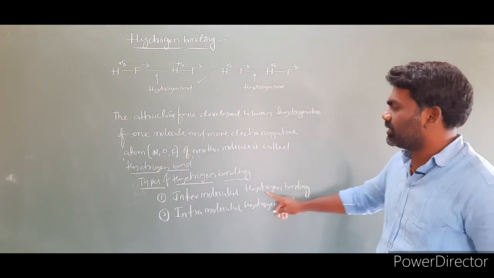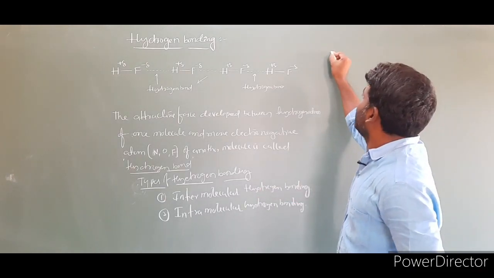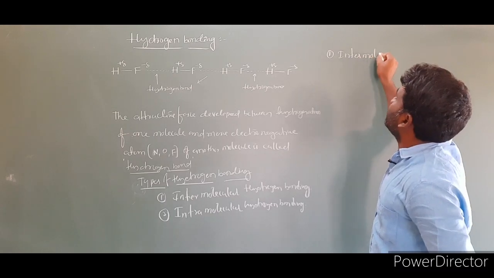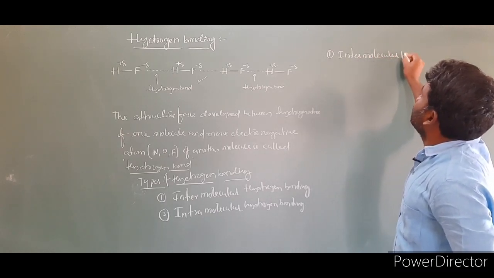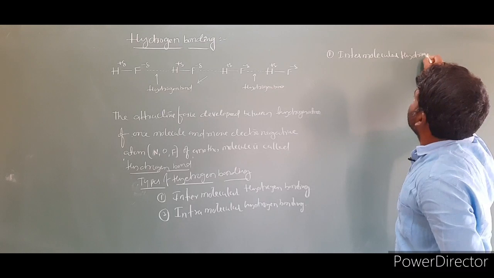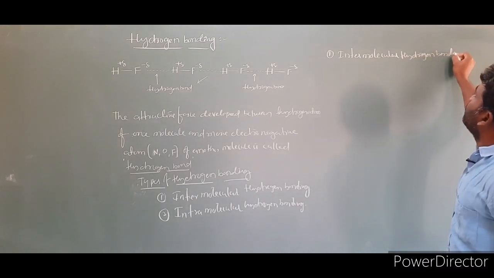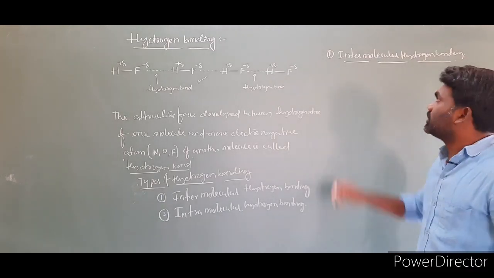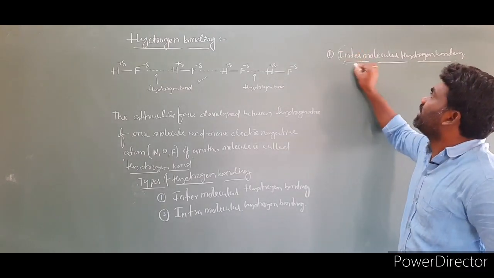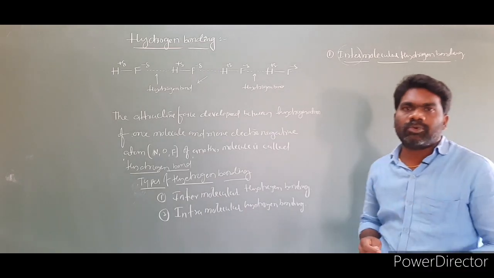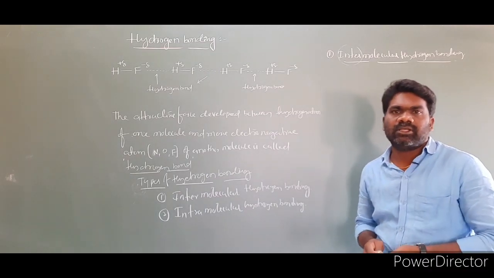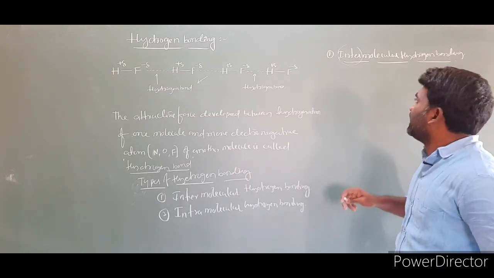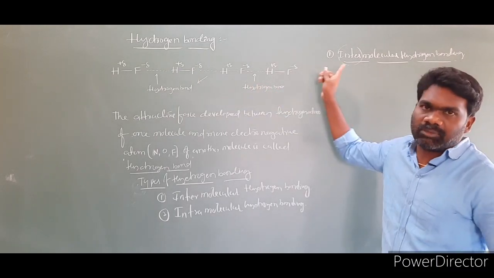First we will discuss intermolecular hydrogen bonding. The term itself has a meaning: inter means between the molecules. The hydrogen bond present between the molecules we call intermolecular hydrogen bonding. So I am taking an example. This is an example for intermolecular hydrogen bonding.